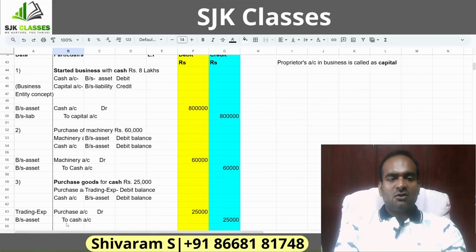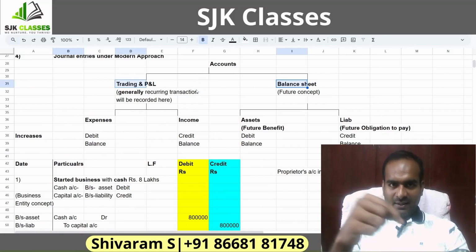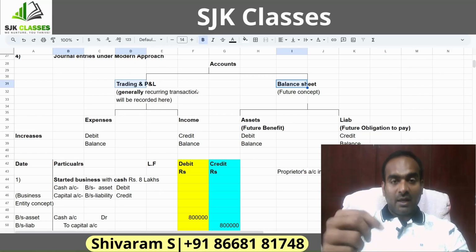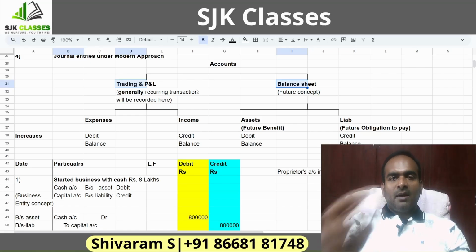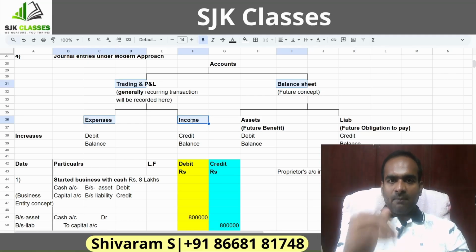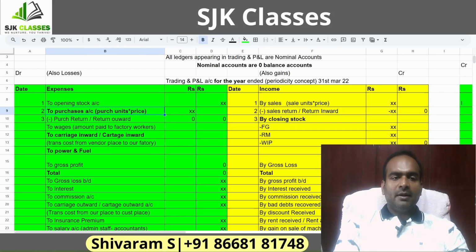Wages, what is the nature of the wages? Same logic. First there are two broad areas in accounts: trading P&L and balance sheet. Wages is a recurring transaction, not a one-time activity. I have to keep on paying wages month after month or day by day or weekly once, depending upon the agreement with the employees. So wages is a recurring transaction. So what happens? Wages will come under trading P&L. So the next step is what? In trading P&L, we have two classifications: expenses and income. Is it an expenditure or is it an income? Wages, obviously we are paying the money. That means it has to be an expenditure. And is it a trading or P&L item? It will come in the first part.